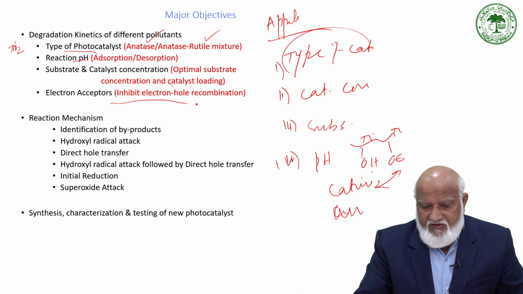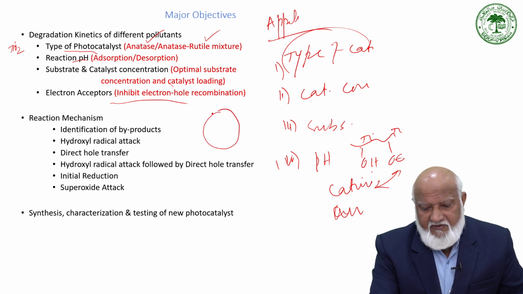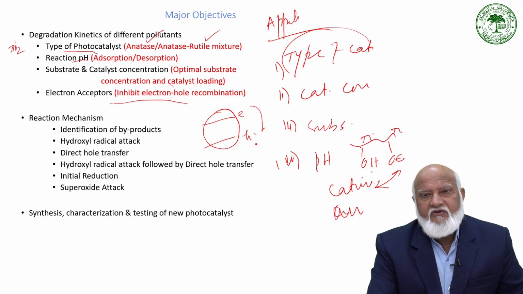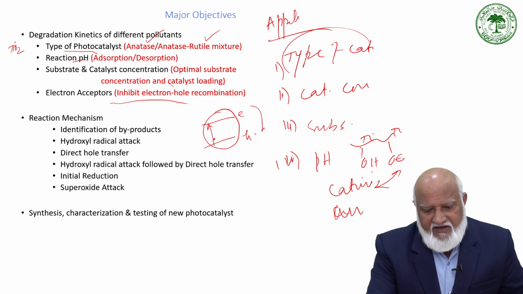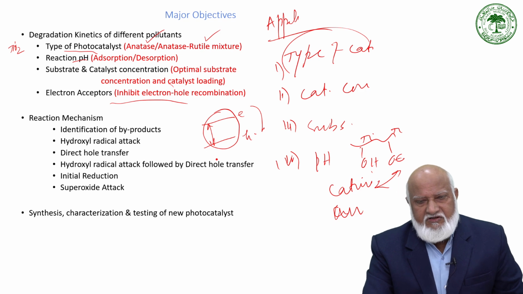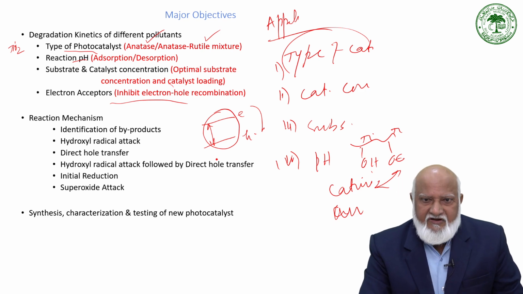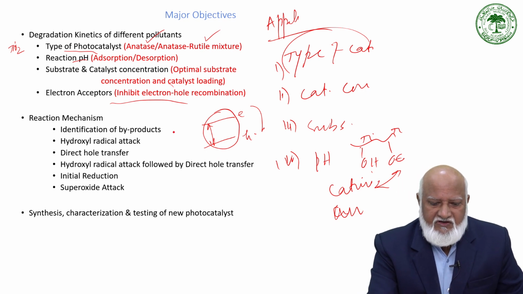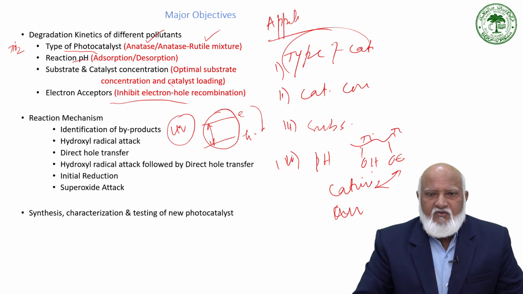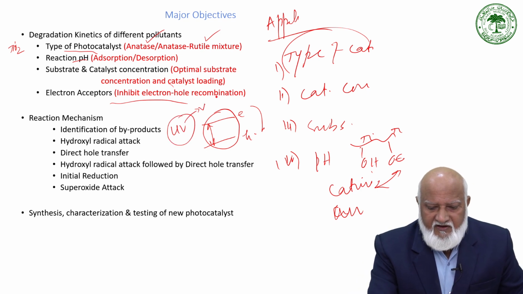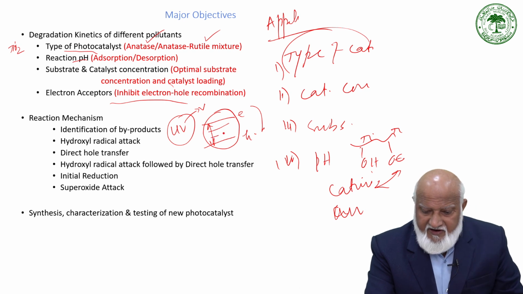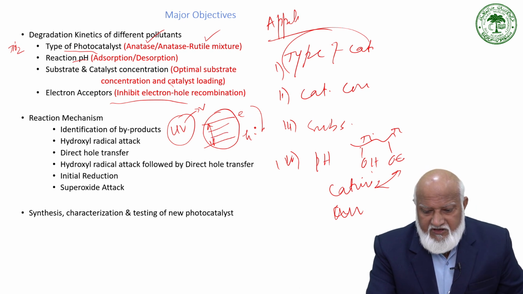The main drawback in this semiconductor is that after generating the electron-hole pair, the back electron transfer is very fast. Also, if the band gap Eg is very high, then we need UV light. So for commercialization, we need to switch over to visible light by decreasing the band gap, and also to inhibit the back electron transfer.